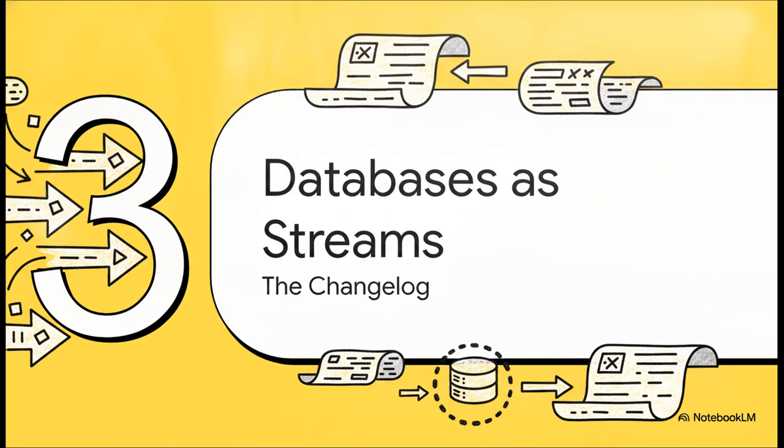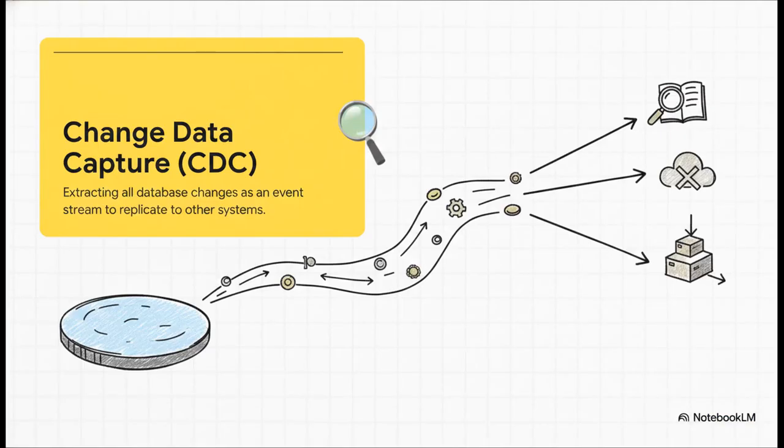Okay, part 3, databases as event streams. This is where things get really fun. For decades, engineers relied on application code to do what we call dual writes. You write to your main database, and then you immediately write to a search index. But what happens if the network suddenly drops, right after the database write, but before the search index write? Well, your search index never gets updated. Now you have race conditions and completely out-of-sync systems.